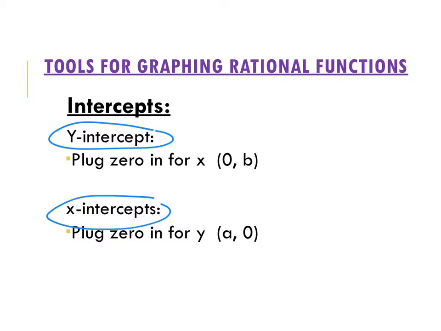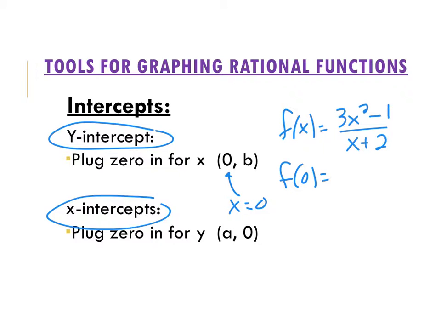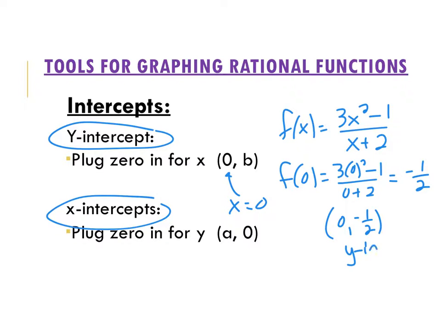To find the y-intercept, we just simply sub in 0 for x. So for example, if we had f of x equals 3x squared minus 1 all over x plus 2, if I sub in 0 for x, I get 3 times 0 squared minus 1 all over 0 plus 2, and if I simplify, I'm left with negative 1 over 2. That means that 0, negative 1/2, would be considered the y-intercept of this function.